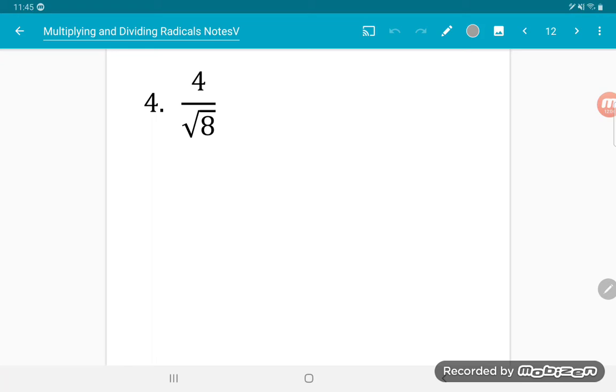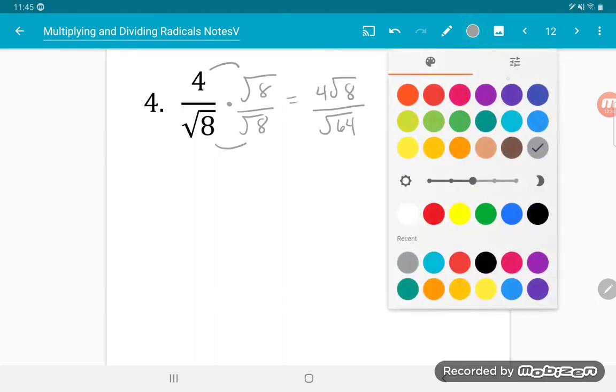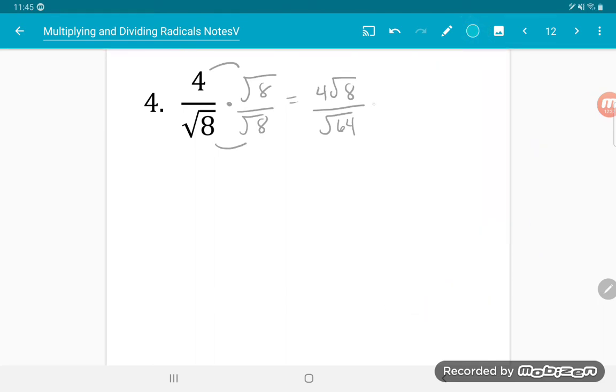Example 4. 4 divided by that radical 8. I have to rationalize that denominator because there's a radical on the bottom. Multiply across. So 4 times the square root of 8 over that square root of 64. The top has to be simplified as well as the bottom radical. So on the top, I wrote out 4 and 2 because they're the factors of 8. And on the bottom, I have that radical 8.